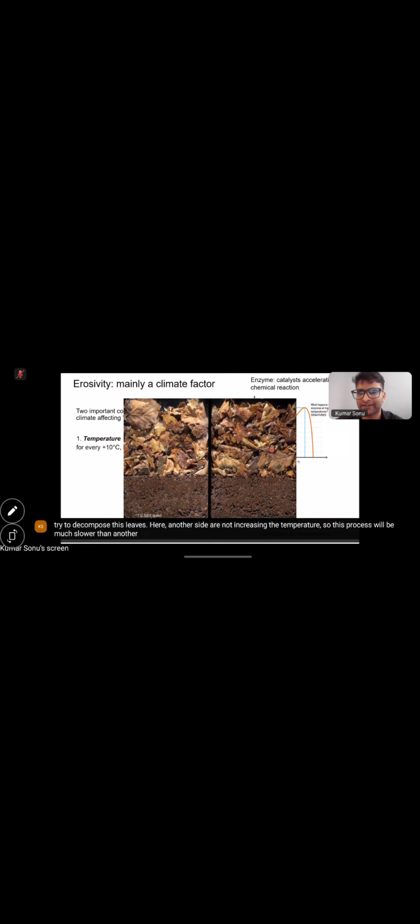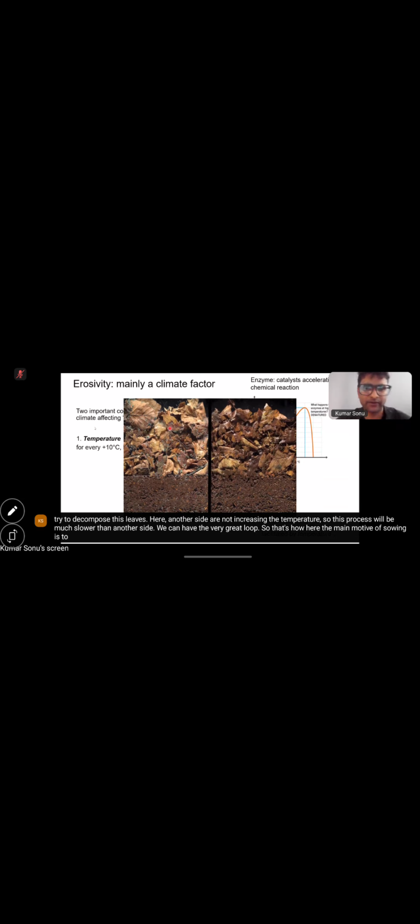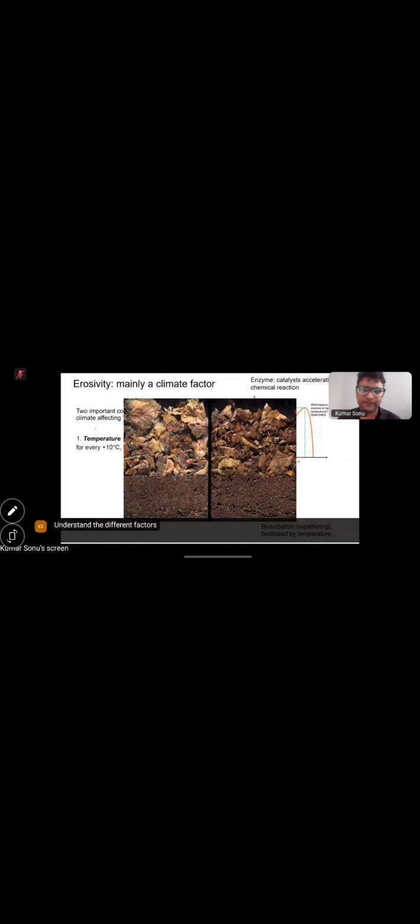So the main motive of showing this is to understand the different factors that can affect the climate, which is one factor. Temperature and rainfall are directly related to detaching the sand.